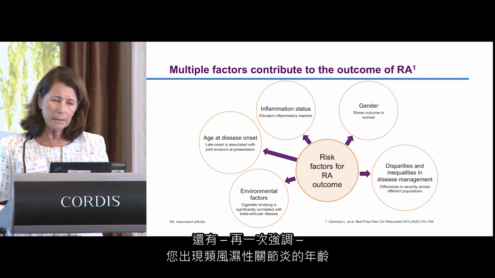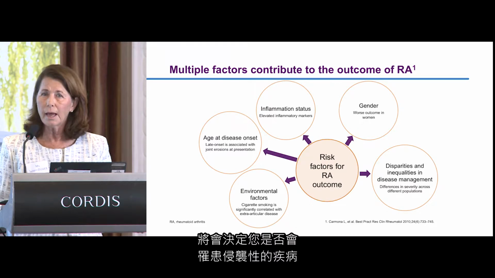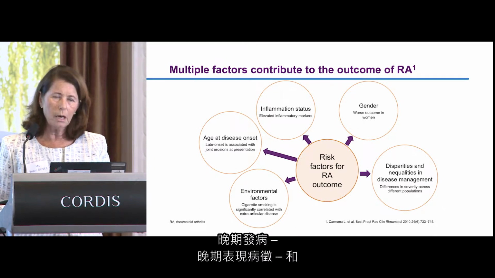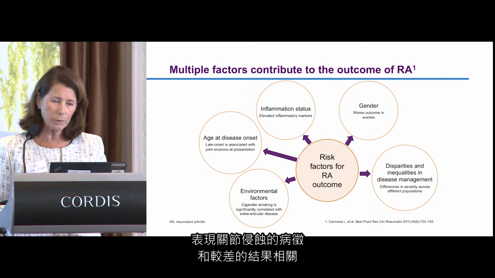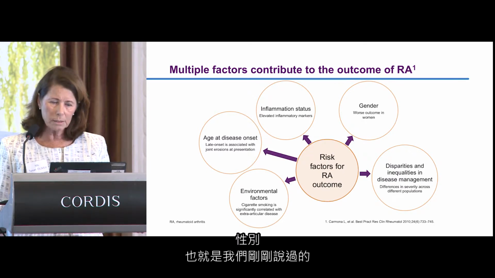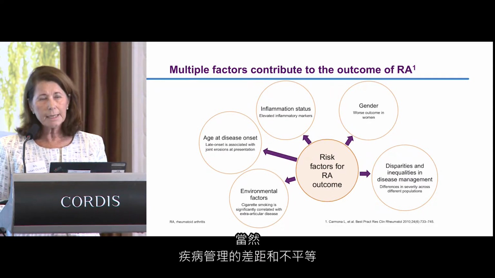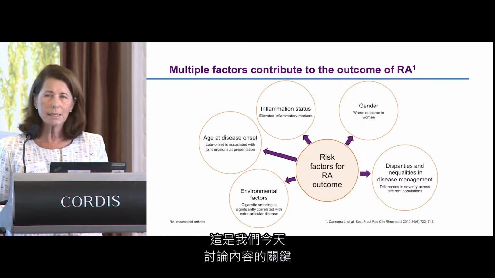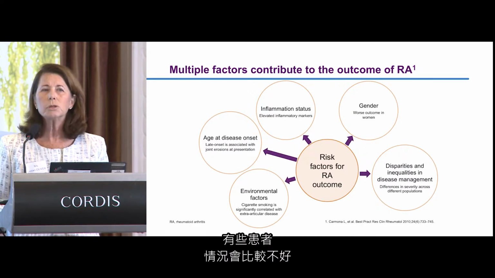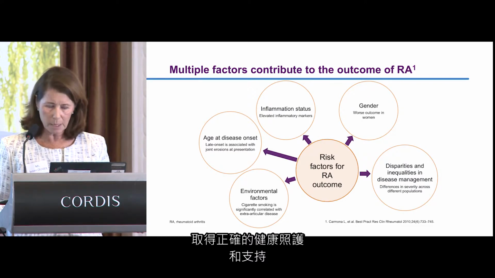And then again, the age that you present with RA will define whether you will have such an aggressive disease or not. Late onset, late presentation is associated with joint erosions at presentation, and with a poorer outcome. Inflammation and how high the inflammatory markers are, your gender again, which we've talked about, and environmental factors, and of course disparities and inequalities in disease management. And that's key to what we're talking about today. Some patients are going to do a lot worse because they don't have access to the right healthcare provision and support.